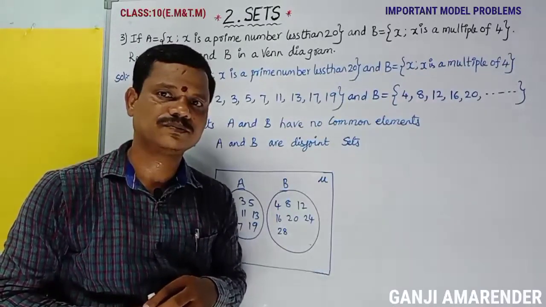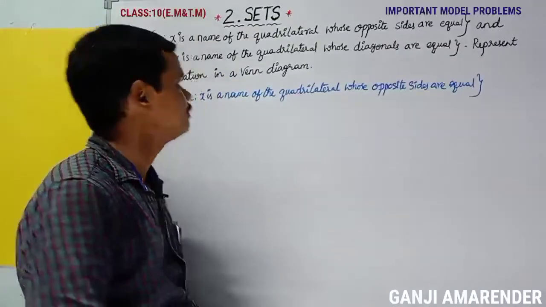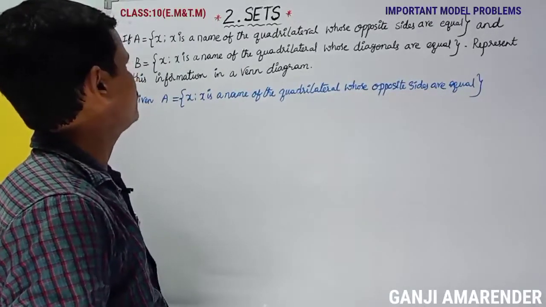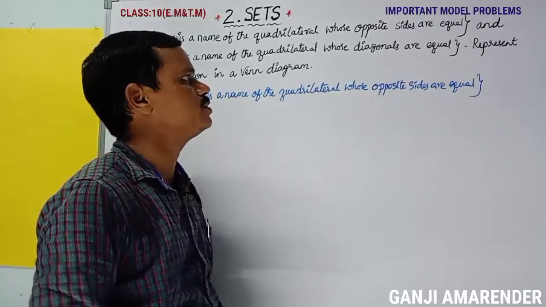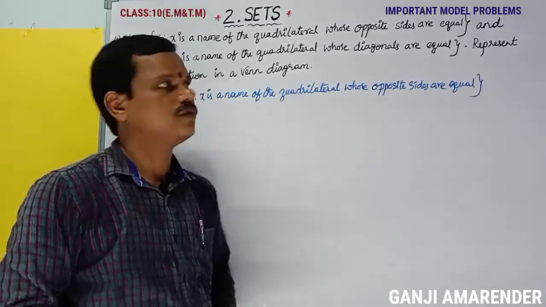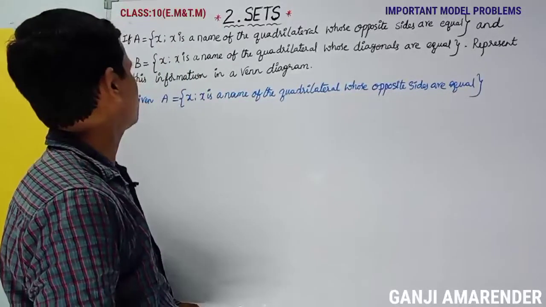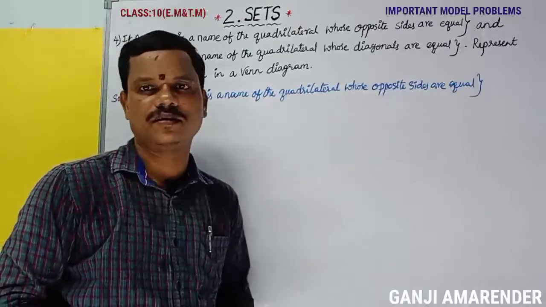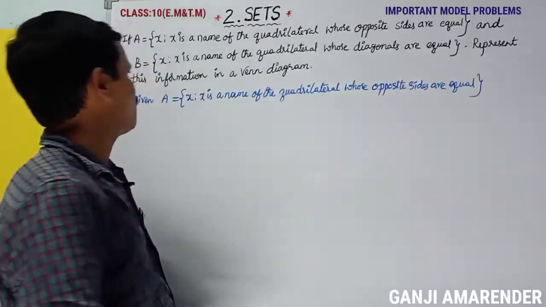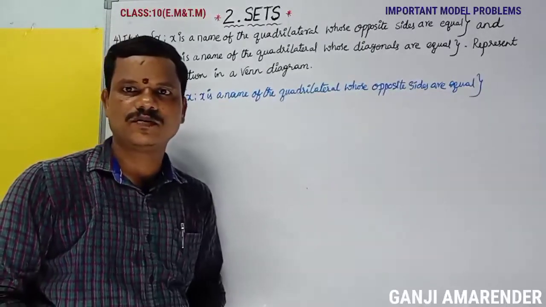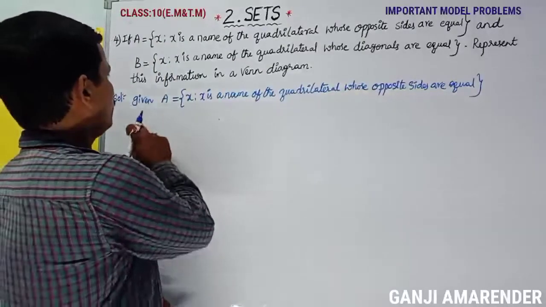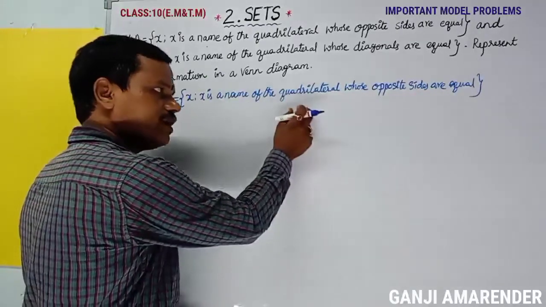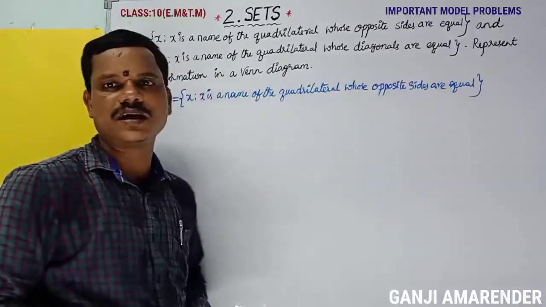Okay, now fourth problem. If set A is equal to x such that x is a name of the quadrilateral whose opposite sides are equal, and set B is equal to set of x such that x is a name of the quadrilateral whose diagonals are equal. Represent this information in a Venn diagram. Here, given the set A is equal to x such that x is a name of the quadrilateral whose opposite sides are equal.